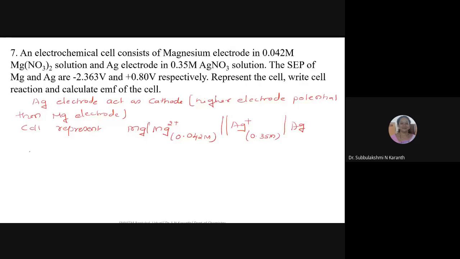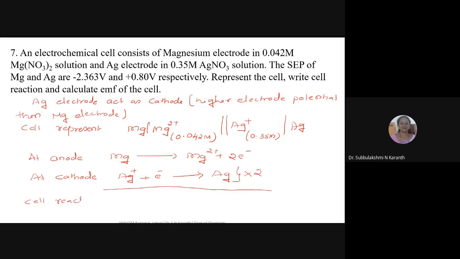Now I can write the reactions. At anode, the half cell reaction: Mg giving rise to Mg2+ plus 2 electrons. At cathode, Ag+ takes only one electron at a time, so we write Ag+ plus electron giving rise to Ag. Since they are simultaneous processes, the second equation should be multiplied by 2. Now the cell reaction becomes Mg plus 2Ag+ giving rise to Mg2+ plus 2Ag. These are the second part, that is representation of a cell, cell reactions and half cell reactions.